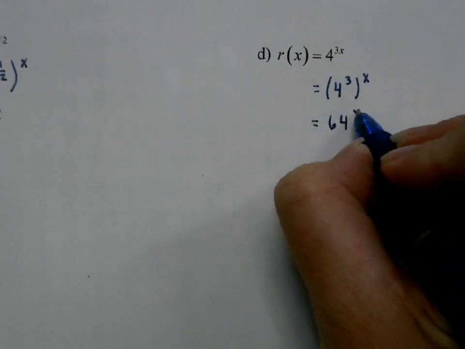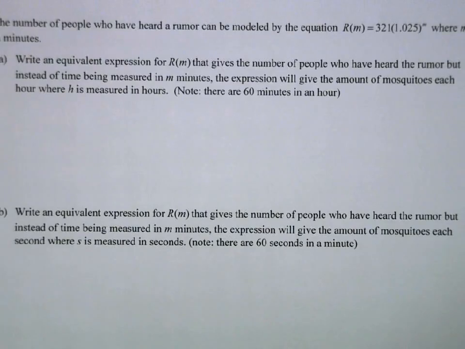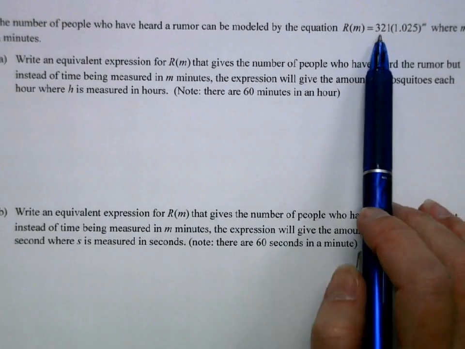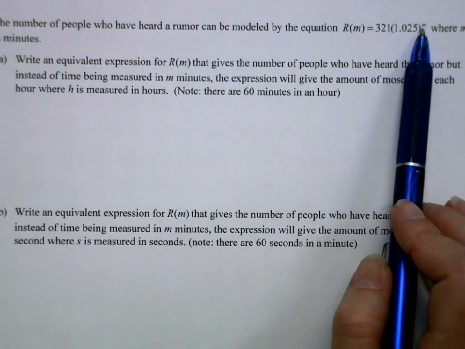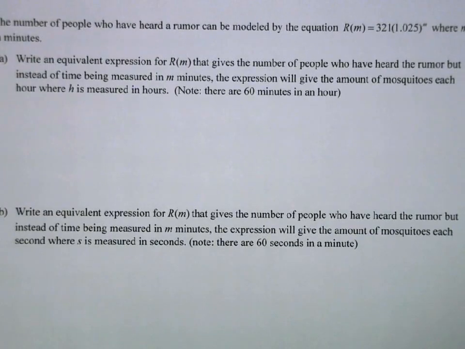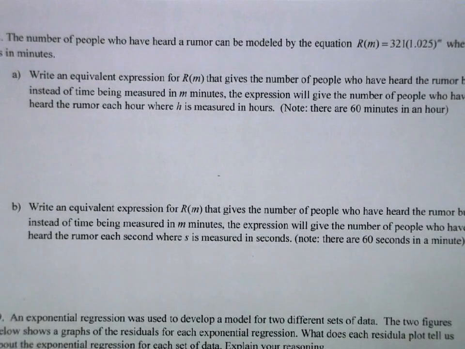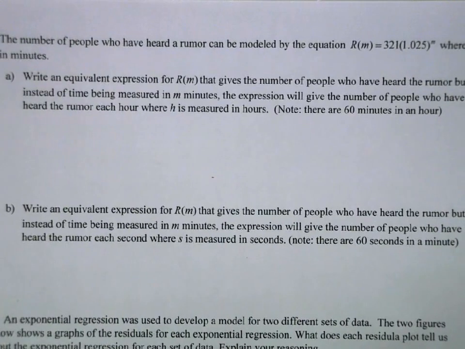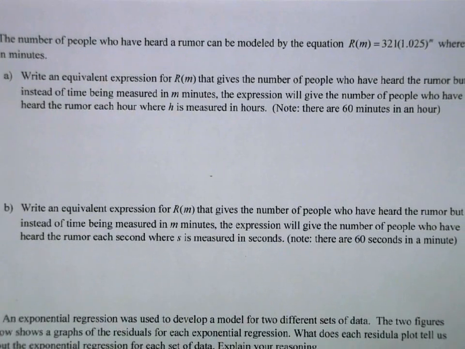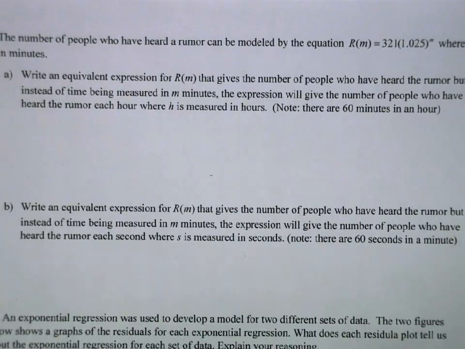Right, and my next example is another way to manipulate exponential functions using the properties. The number of people who have heard a rumor can be modeled by the equation R of m equals 321 times 1.025 to the m, where m is in minutes. We're going to write an equivalent expression where rather than measuring in minutes, we're going to measure in hours. So my initial amount is going to remain the same.